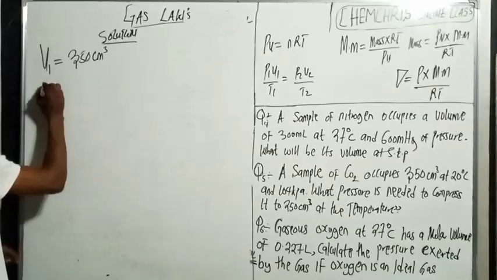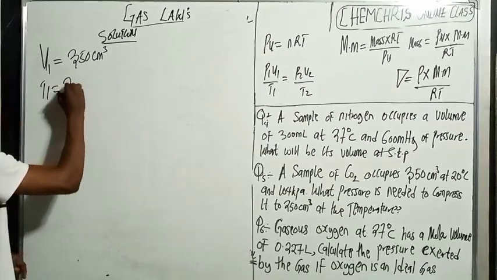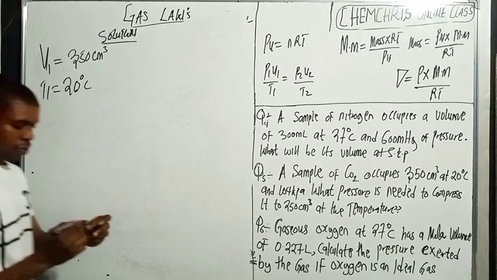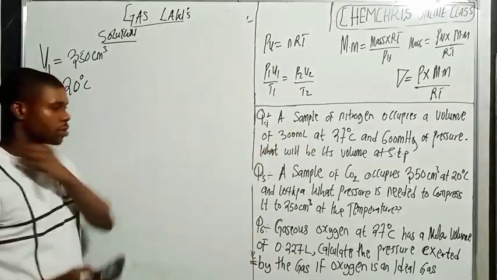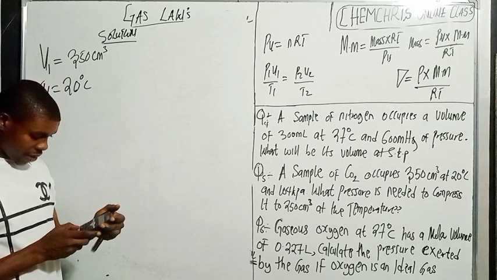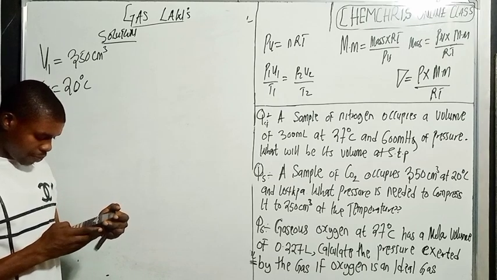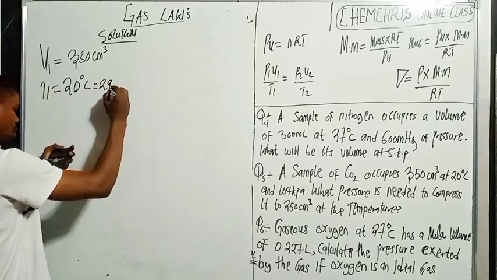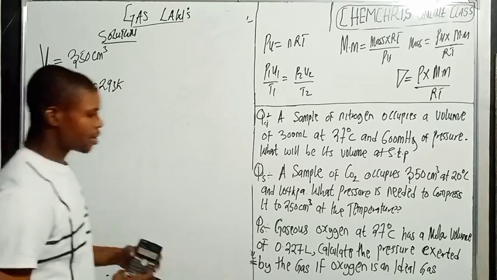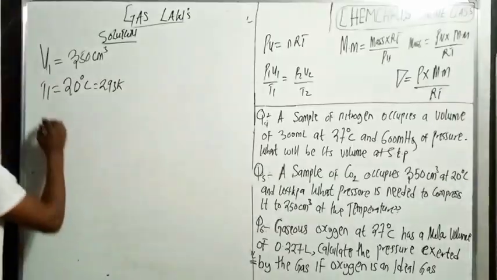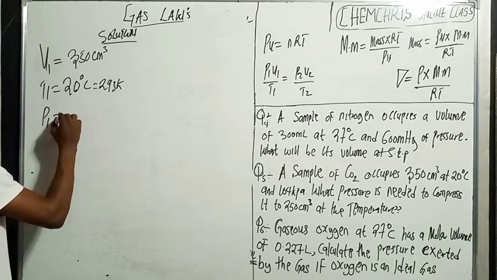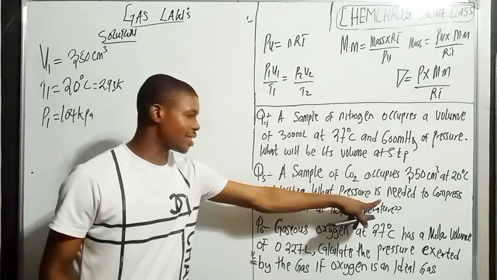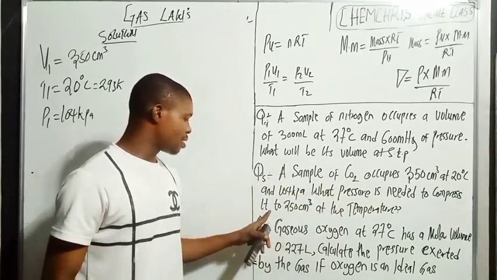Now you have T1 equals 20 degrees centigrade. Remember we talked about converting to Kelvin, so it will be 20 plus 273, which is 293 Kelvin, right? So you have P1 equals 104 kilopascal.